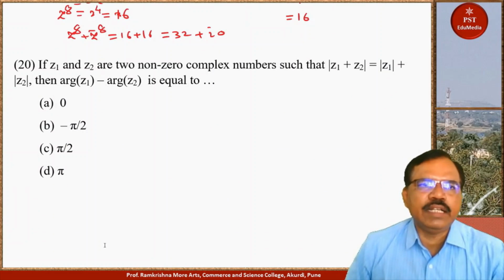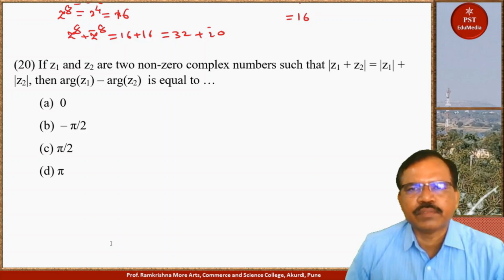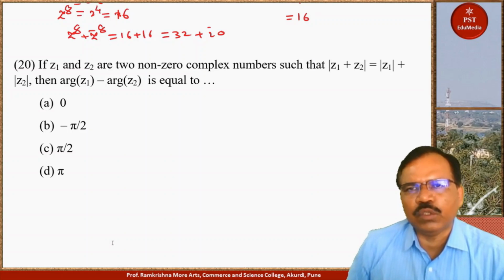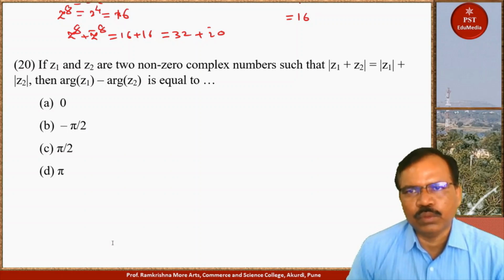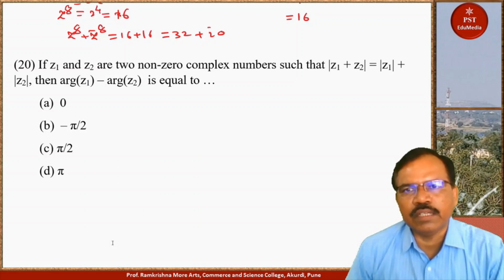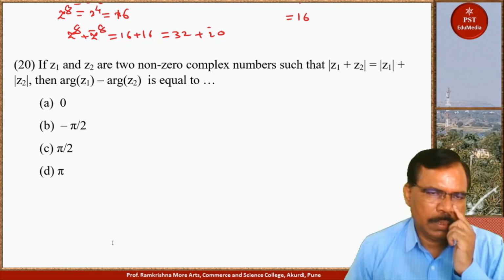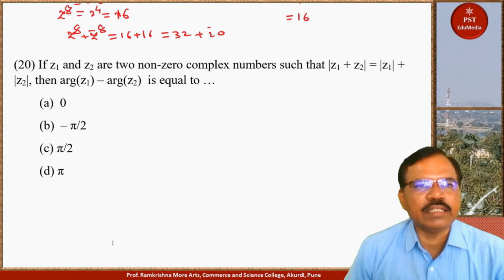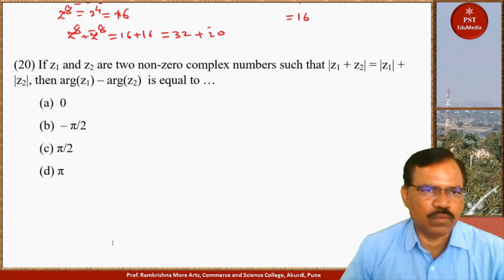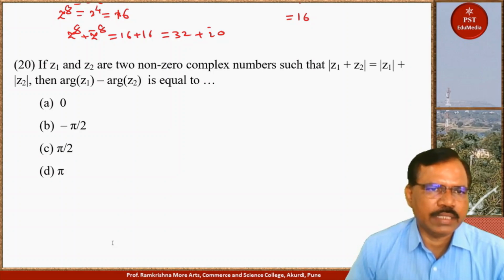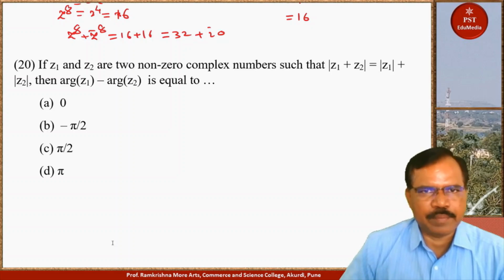If Z1 and Z2 are two complex numbers such that modulus of Z1 plus Z2 is equal to modulus of Z1 plus modulus of Z2, then argument of Z1 minus argument of Z2 is equal to 0, minus pi, pi by 2, or pi.